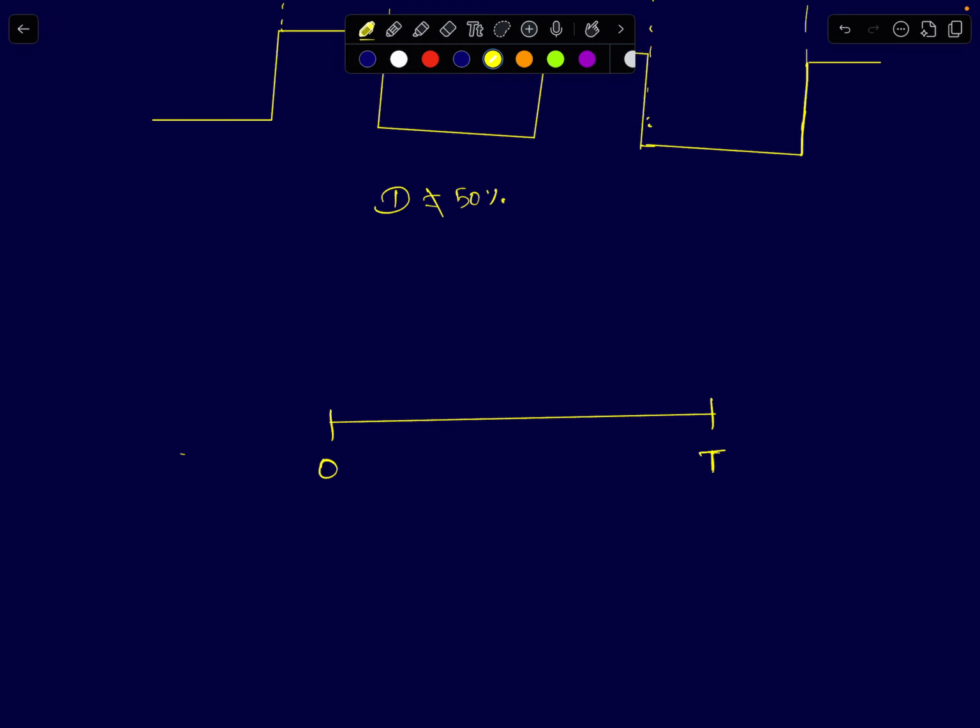So you can just cut the waveform for one single cycle and observe it. Now let's assume the waveform is going to look like this. If you cut your waveform for one single cycle, you can choose any point in this interval 0 to T. Around that point, if the waveform obeys this condition, f(t) should be equal to minus f(-t), then I'm going to say it's an odd symmetric waveform.